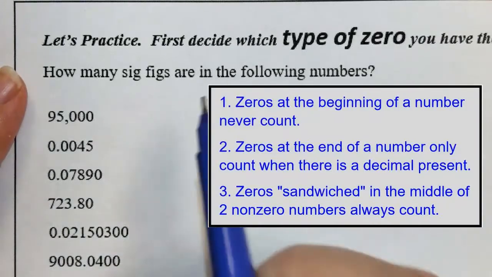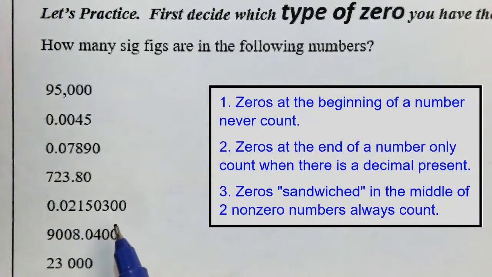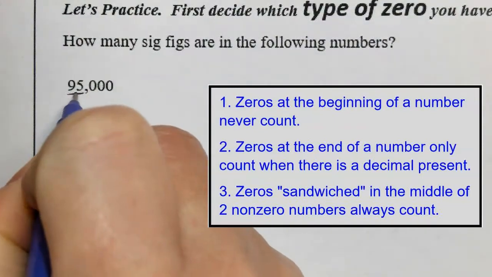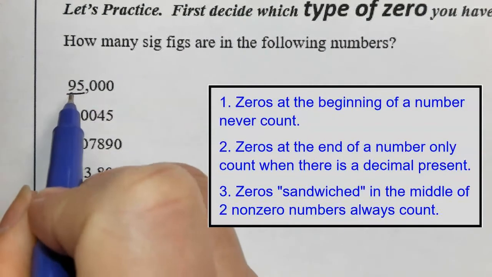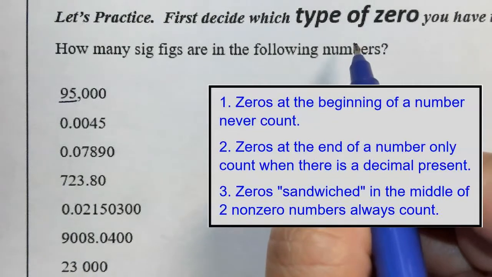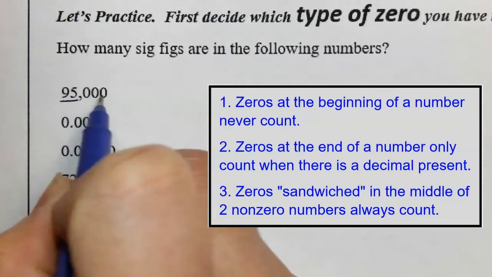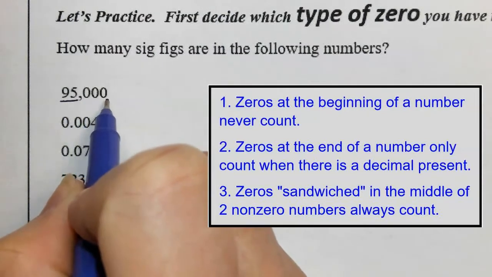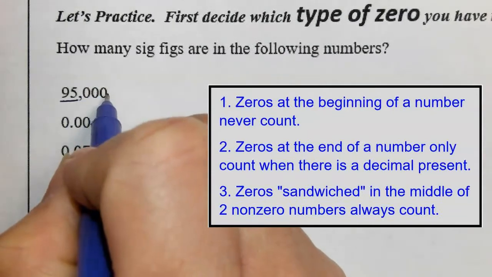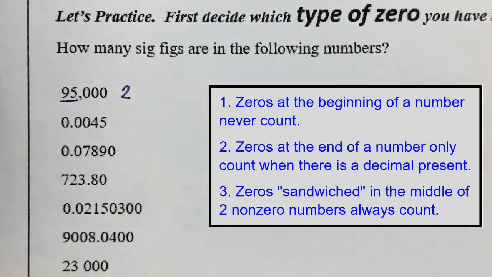Okay, we're going to practice identifying how many significant figures are in each of the following types of numbers. So first, anything that's not 0 is definitely considered significant. So the 9 and the 5 are significant. The question is, what about the zeros? These are trailing zeros, but since there's no decimal anywhere, they are not significant. Zeros on the end of the number are only significant if there's a decimal present. So this number has two significant figures.